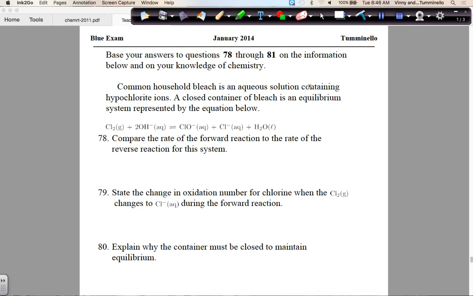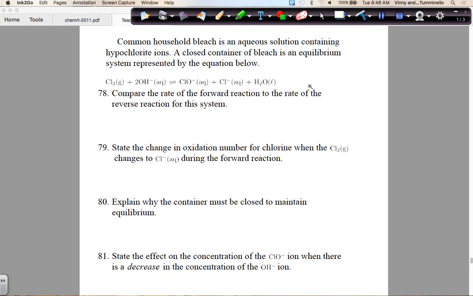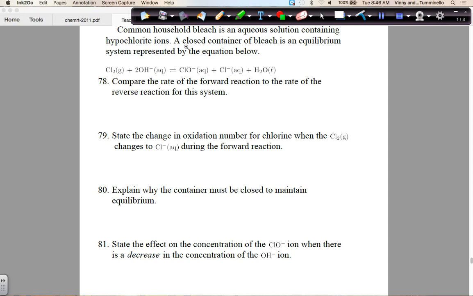For number 78 to 81, it says common household bleach is an aqueous solution containing hypochlorite ions. A closed container of bleach is an equilibrium system represented by the equation below. Compare the rate of the forward reaction to the rate of the reverse reaction for the system. Rates have to be equal, and the reason we know that is because they gave us the keyword equilibrium.